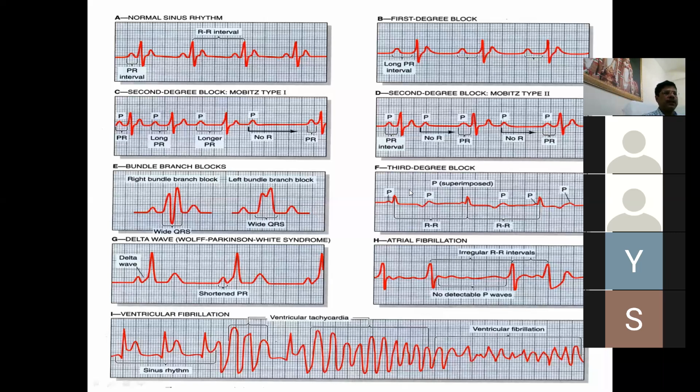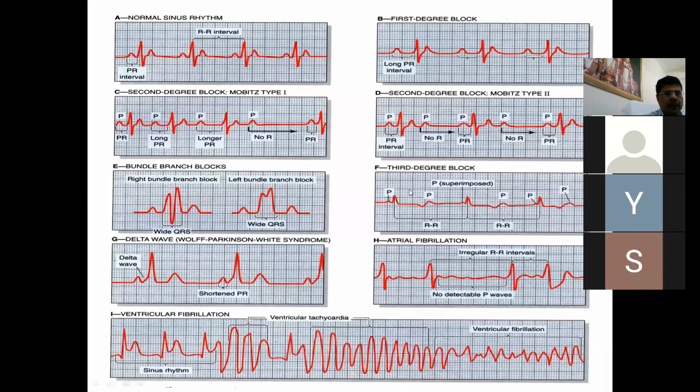Now, here there is something called idioventricular rhythm. What is that idioventricular rhythm? The ventricle starts beating on its own. Some part in the ventricle will start acting as a pacemaker for the ventricle. Usually it is the Purkinje system.